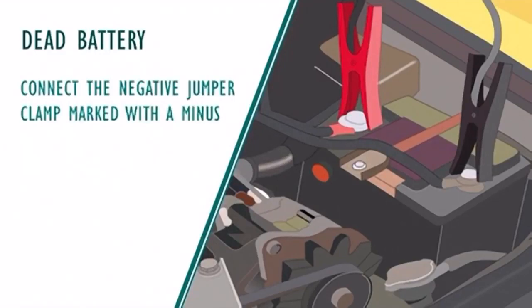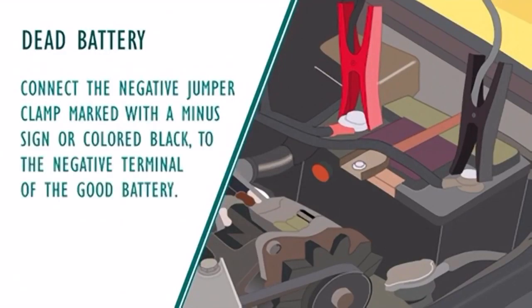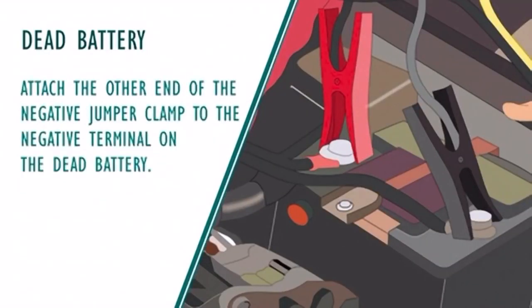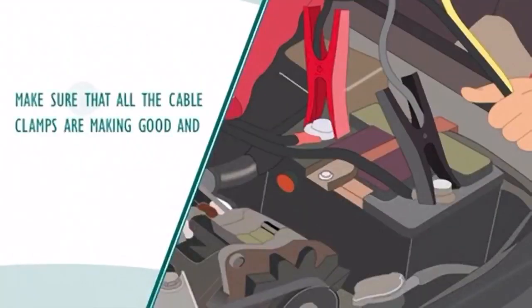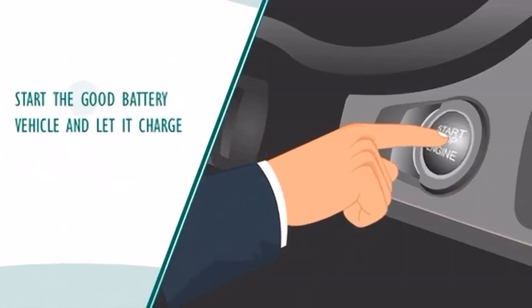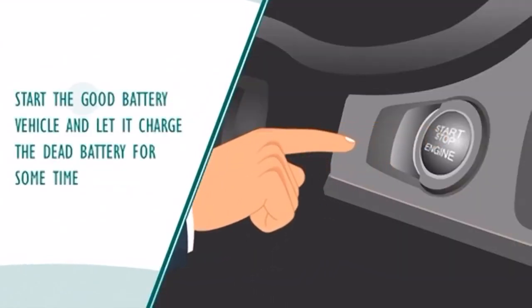Connect the negative jumper clamp, marked with a minus sign or colored black, to the negative terminal of the good battery. Attach the other end of the negative jumper clamp to the negative terminal on the dead battery. Make sure that all the cable clamps are making good and tight contacts with the terminals. Start the good battery vehicle and let it charge the dead battery for some time.